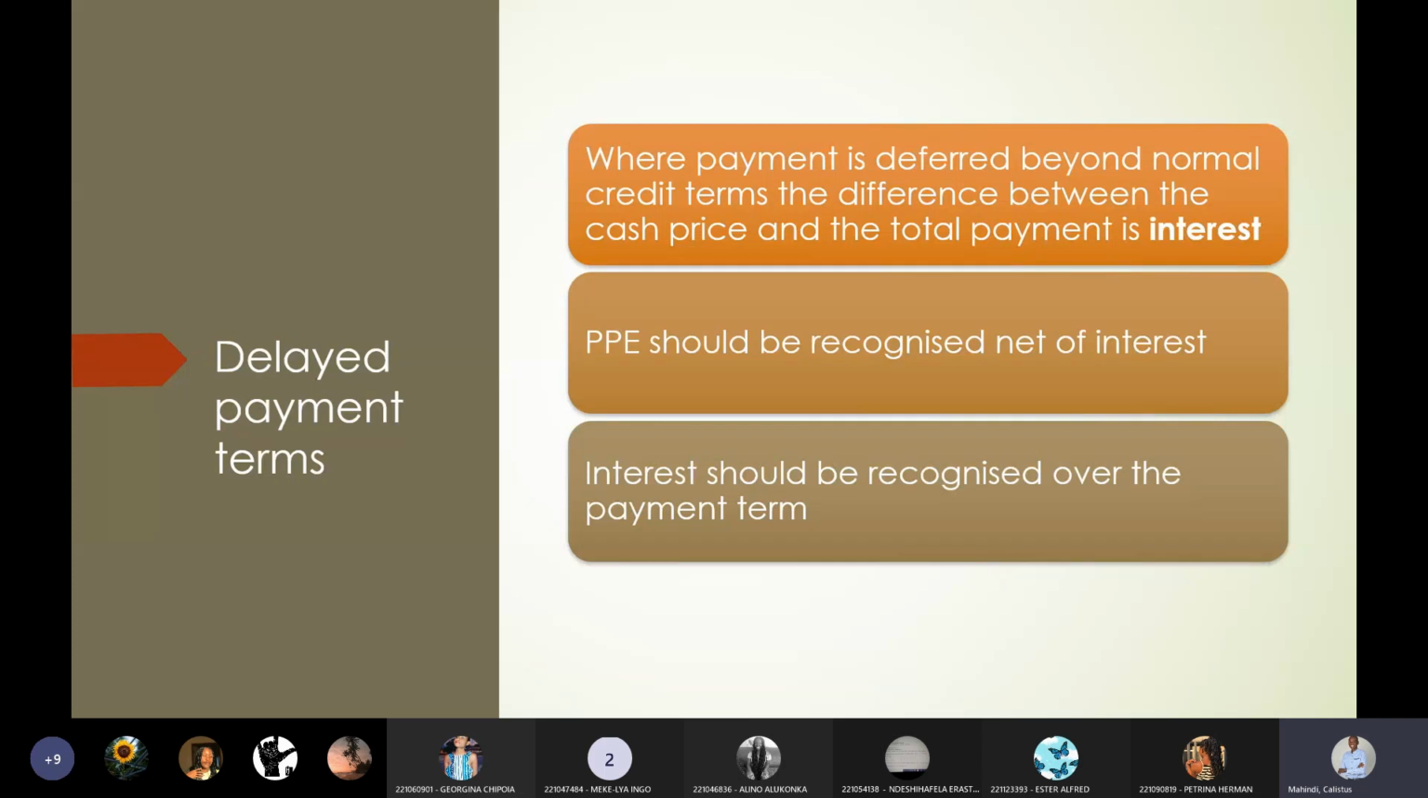In this instance, if that happens, there will be an interest portion involved. The difference between the cash price and the total payment that has to be made is interest. However, property, plant, and equipment should be recognized net of interest, and the interest will be recognized over the payment terms. It might sound confusing right now, but an example will illustrate this.